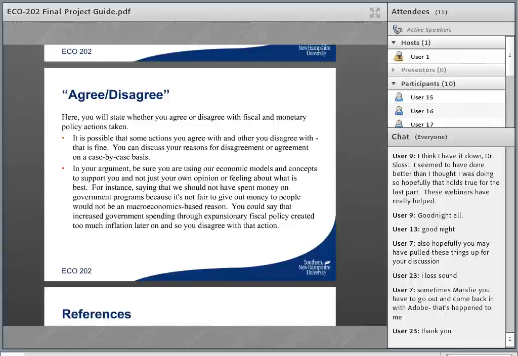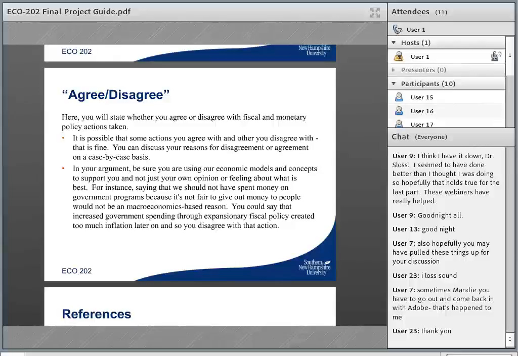But even within that, the government and the Federal Reserve probably did a number of things. Some of those things you might have thought were effective, and some of those things, based on your research and the data, you felt were not effective. So this isn't an all or nothing. You can break it down on a case-by-case basis and say, well, these are the policies that I thought were effective, and these were the policies that I did not think were effective. So I don't agree with these choices, but I agree with these other choices. As long as in your argument, you're sure to use economic models and concepts to support your feeling about whether you agree with it or disagree with it or not.